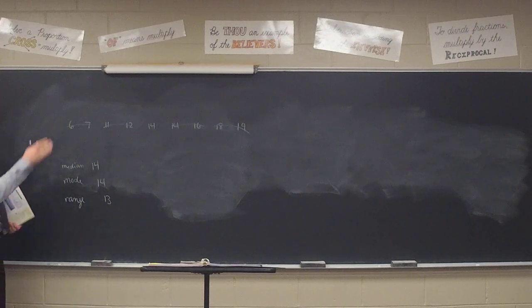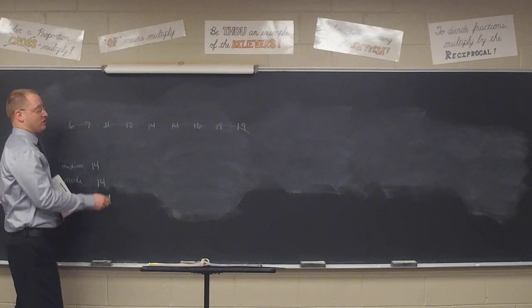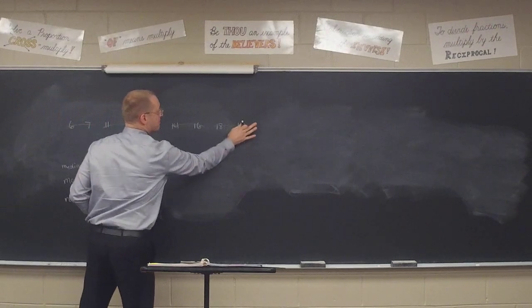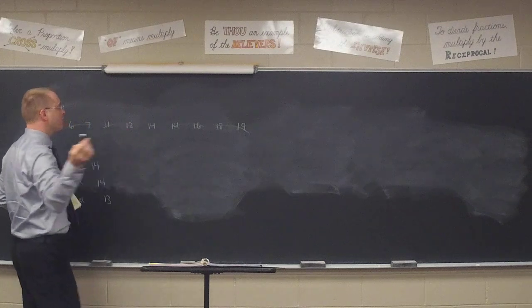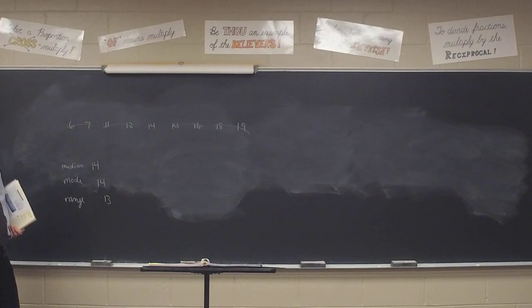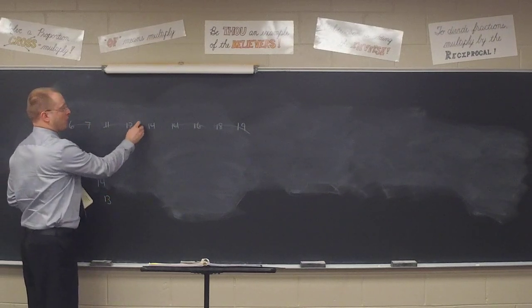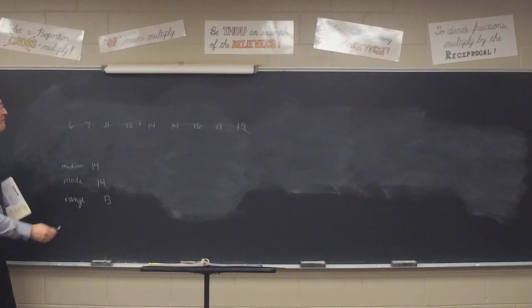What if there were two middle values? What if there had been an even number of data points, and so there were two middles? Let's just suppose there hadn't been a 19. And there's two middles now. What do I do? Add and divide by 2, or find what's right in between them, which would have been a 13, if that had been the case.